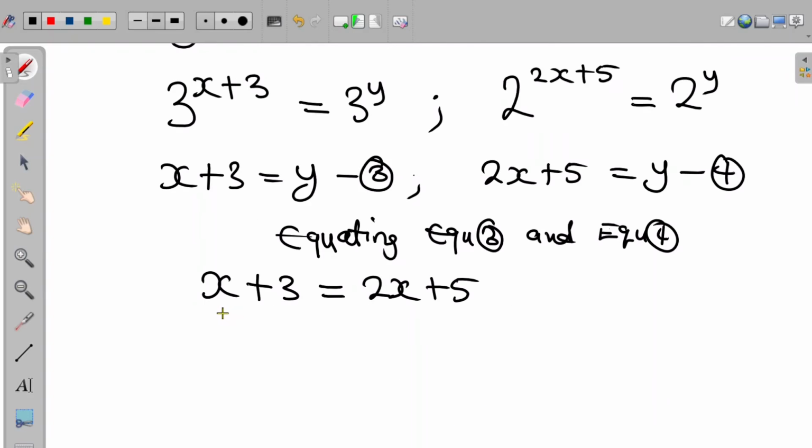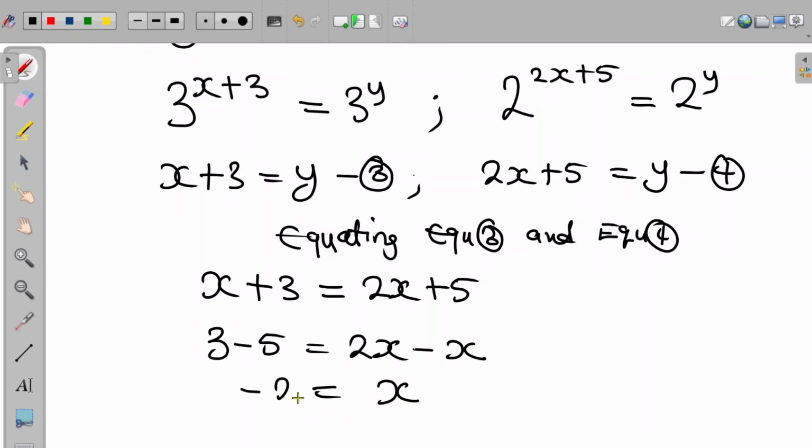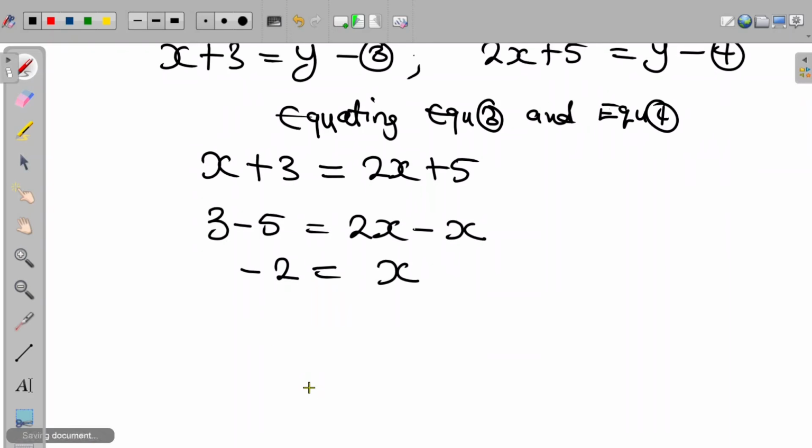At this point, we can move x to the right-hand side and then move 5 to the left-hand side. This becomes 3 minus 5 equal to 2x minus x. So 2x minus x is x, and 3 minus 5 is negative 2. So therefore, x is equal to negative 2.